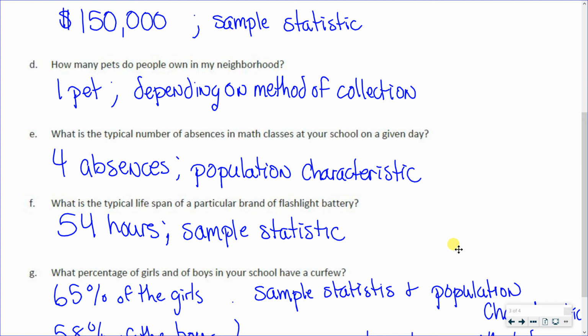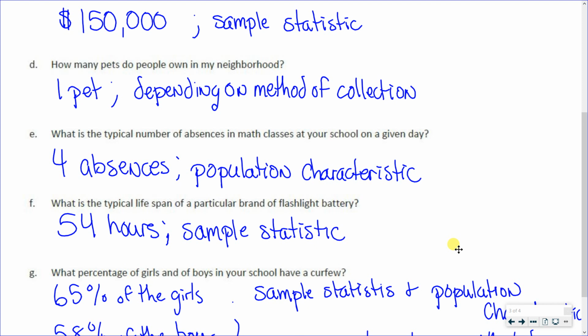Now, if you notice, I said it depends on the method of collection. Okay? Depending on how you're collecting the data, it could be both a sample statistic and a population characteristic. What if your home was the sample, but then you went out and did everybody in your neighborhood? That becomes a population. But what if your neighborhood is being used as a representation for the whole city? Then it becomes a sample.